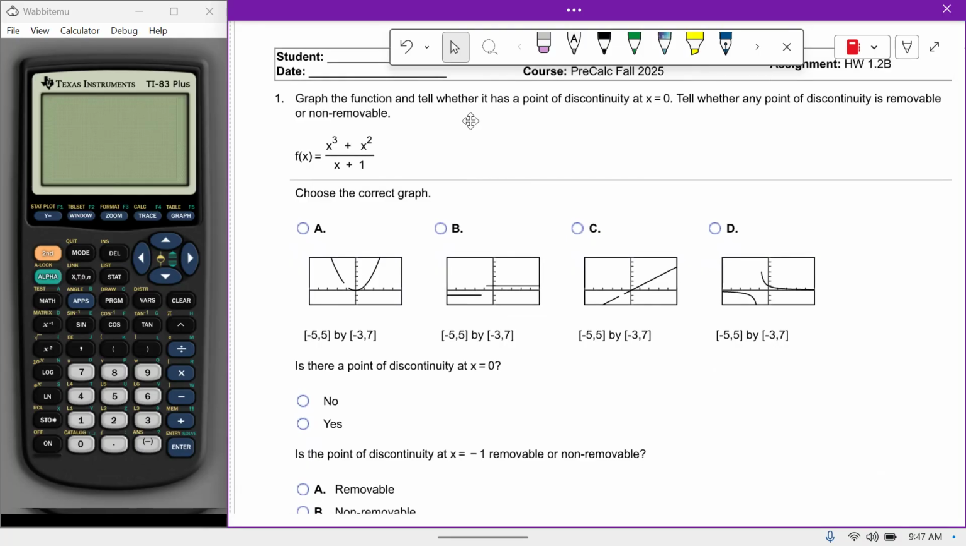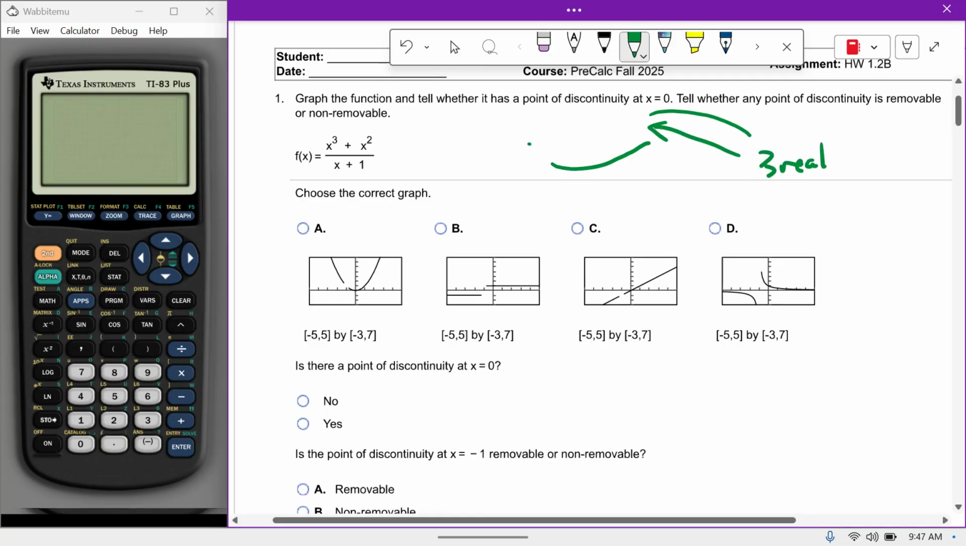All right, this one. It says graph the function, tell whether the point of discontinuity is at x equals 0. Tell whether any point of discontinuity is removable or non-removable. And you go, what are you talking about? Well, when a function is discontinuous, it has a break in it, like that. If there's a break in it, it's discontinuous.